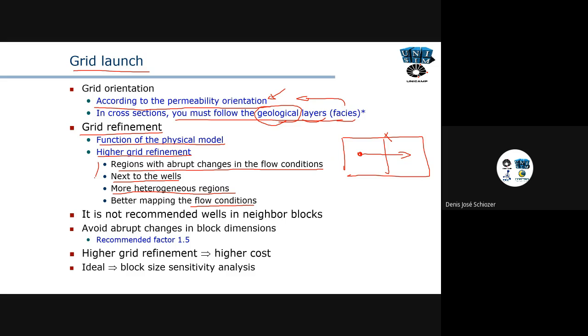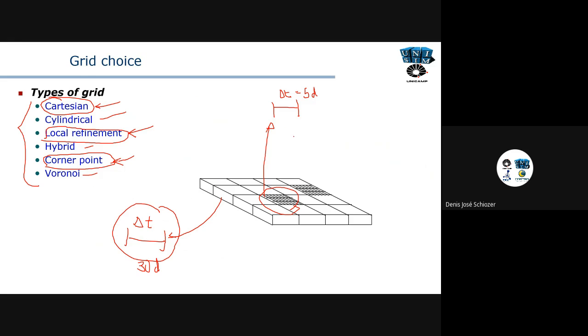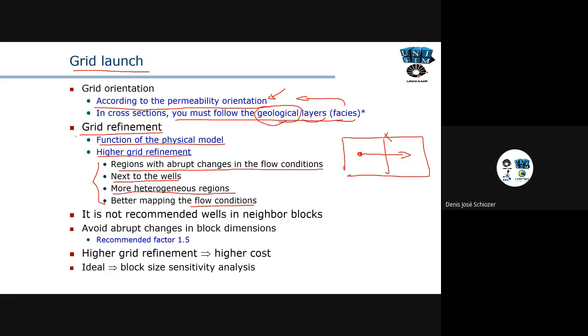Of course, when I have these refinements, I'm going to decrease the time step and increase the simulation time. I have to be very careful to include this local refinement. So most of the time we use local refinement only in the wells, okay? But if you have any of these other conditions here, you also can use local refinement, okay?